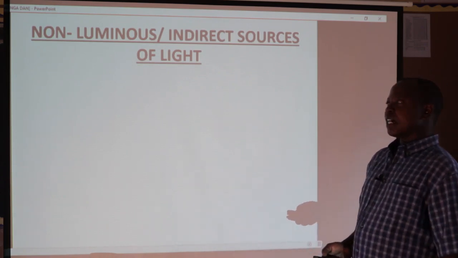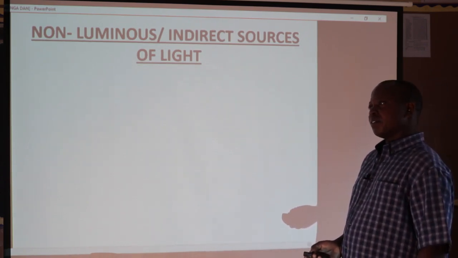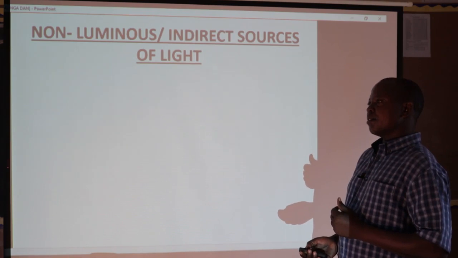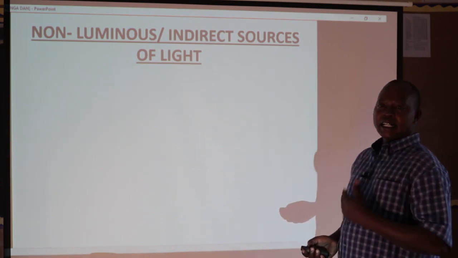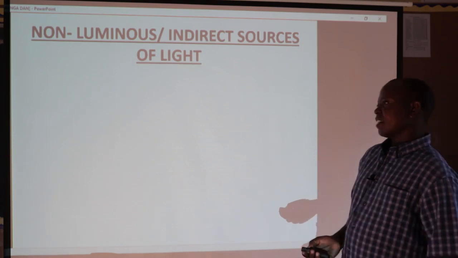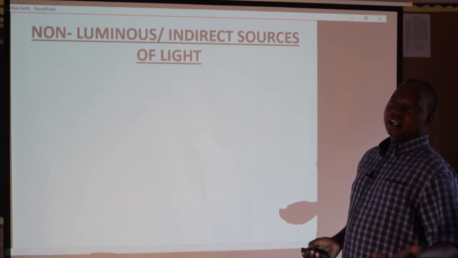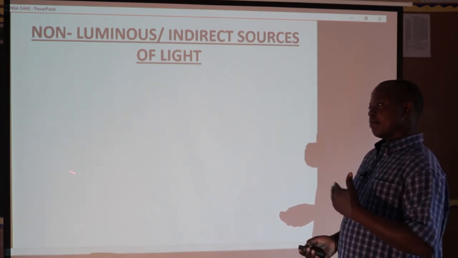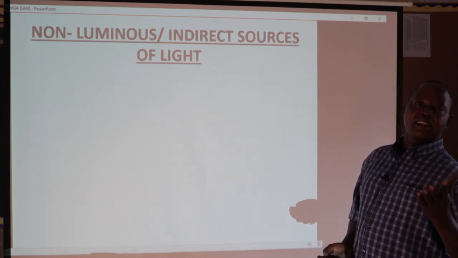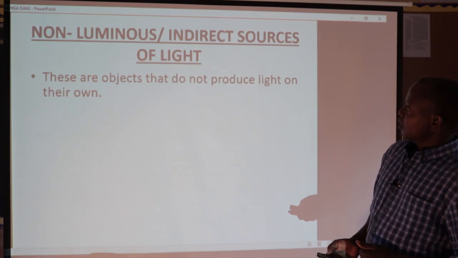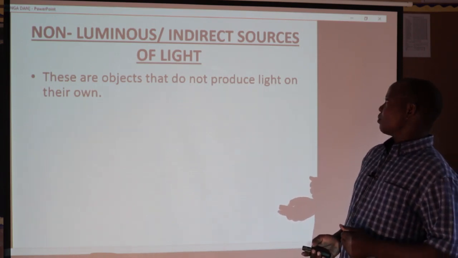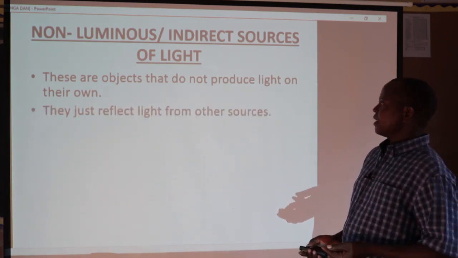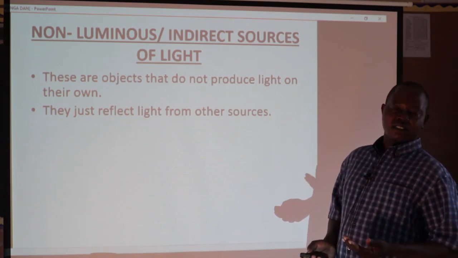Next thing is non-luminous objects. Whenever we talk of something non, that means not as real as the first one. So with the non-luminous objects, you'll find that these are objects that do not produce light energy. They are sources of light, but they are unable to produce light. Instead, they are able to make some people realize that they are producing light by reflecting light from other sources. So we say these are objects that do not produce light energy on their own. What they do majorly is to reflect light from other sources.